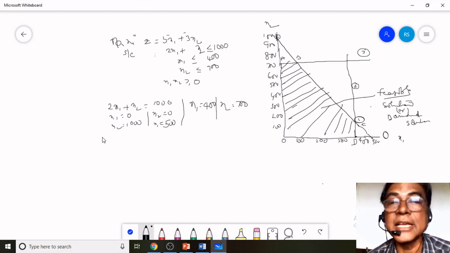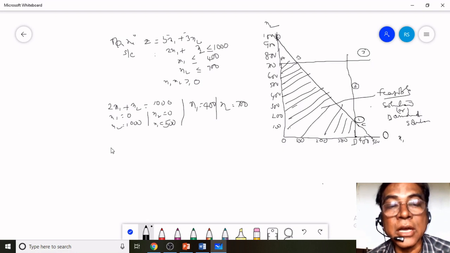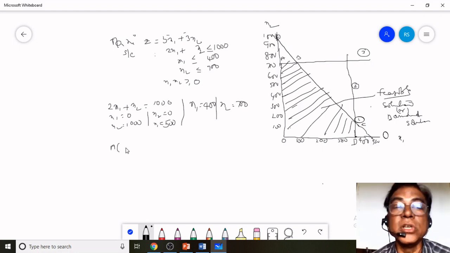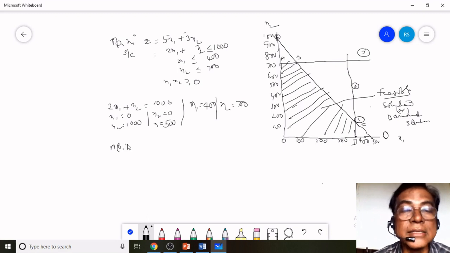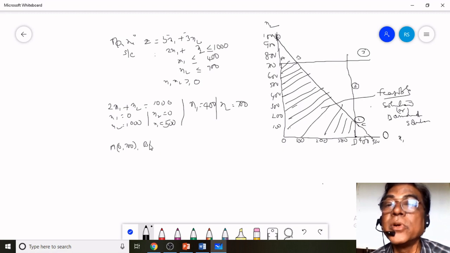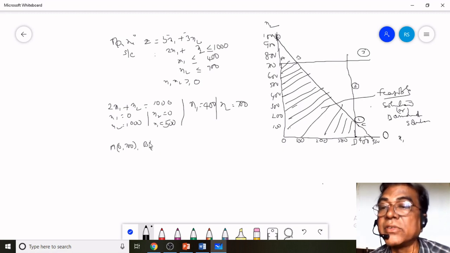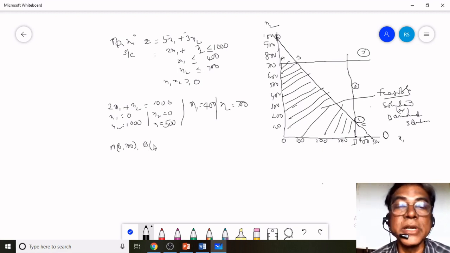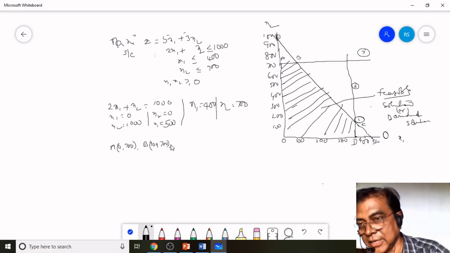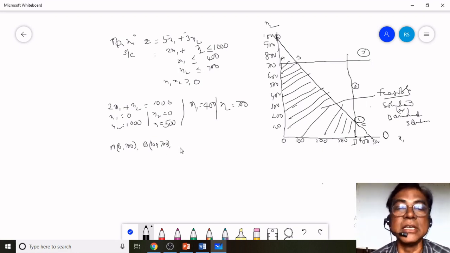So what are the coordinates here? Take the corner points as per the diagram. A lies on x2 only, so 0, comma 700. Now go to the B point. If you take the vertical value of x1, approximately 100, comma 700. Approximate values are better to use. If you use graph sheet, definitely you will get the correct values.